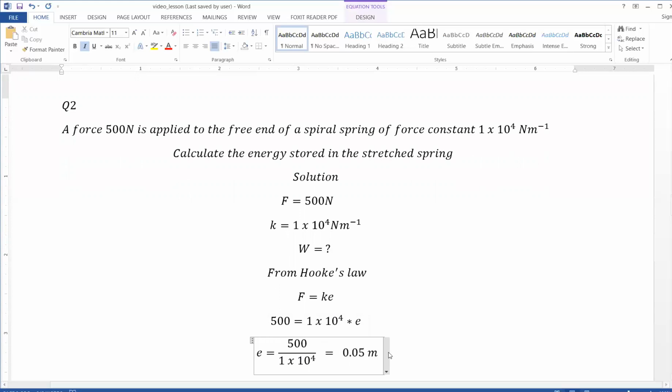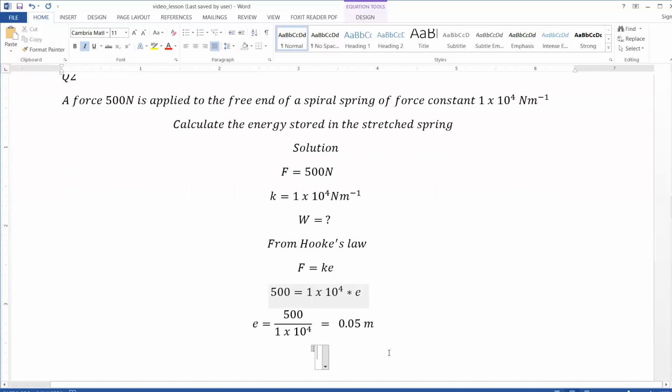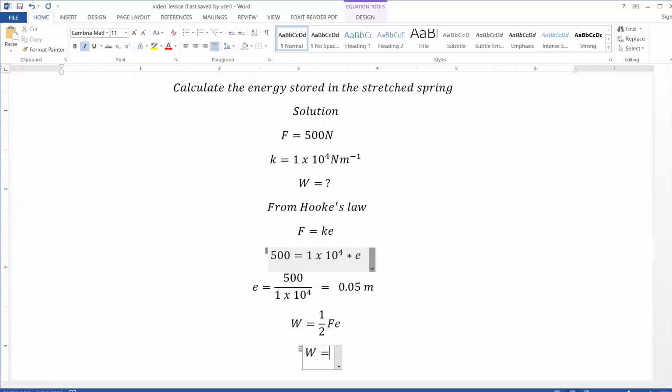So that's the extension. I've calculated the extension. You can now calculate your work, which is half F e. So from here, we can calculate W equals to half. You multiply that by your F, which is 500. You multiply that by your extension, which is 0.05. And if you do that very well, you should get 12.5 joule. That is the solution to this question.